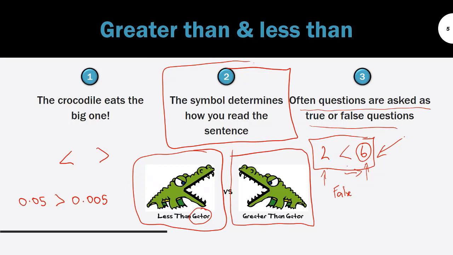But we would change how we say this sentence if my crocodile was eating the other one. I would then say 0.05 is less than 0.005. So what these symbols actually do is they determine how you say and how you read the sentence, okay? The majority of the time we're asking you whether it's true or false, okay? And obviously in this instance, this number sentence would be false, okay? However, if we changed it around to that, it would be true, okay? So that's basically how greater than and less than symbols work.